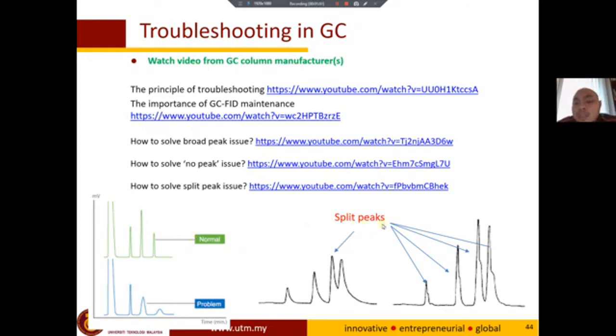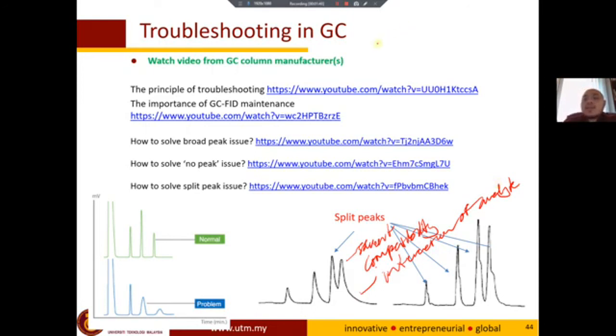And then we have the problem with the split peak. Like here. This split peak usually occurs because of a few things. Maybe the column is not good anymore. Maybe the solvent compatibility also can cause it. The interaction of the analyte is not optimum between the active site of the stationary phase and also the mobile phase.